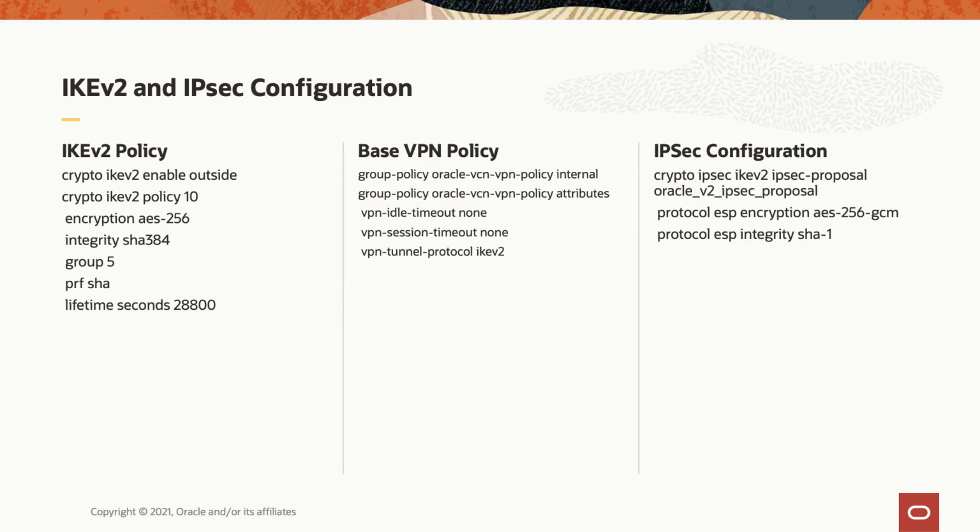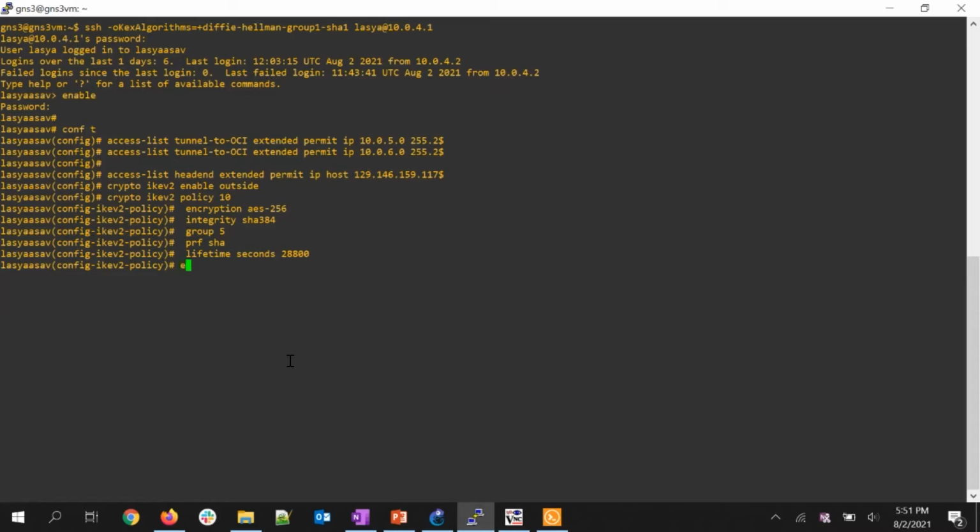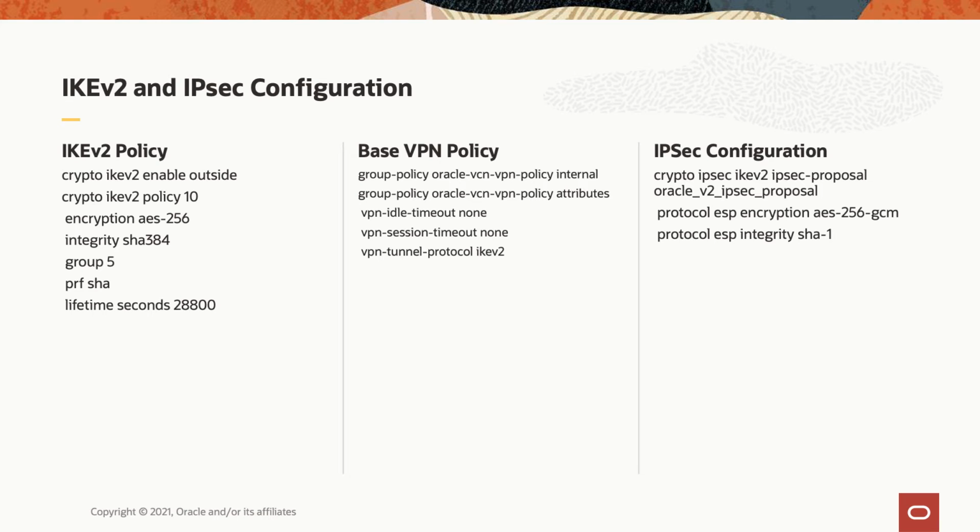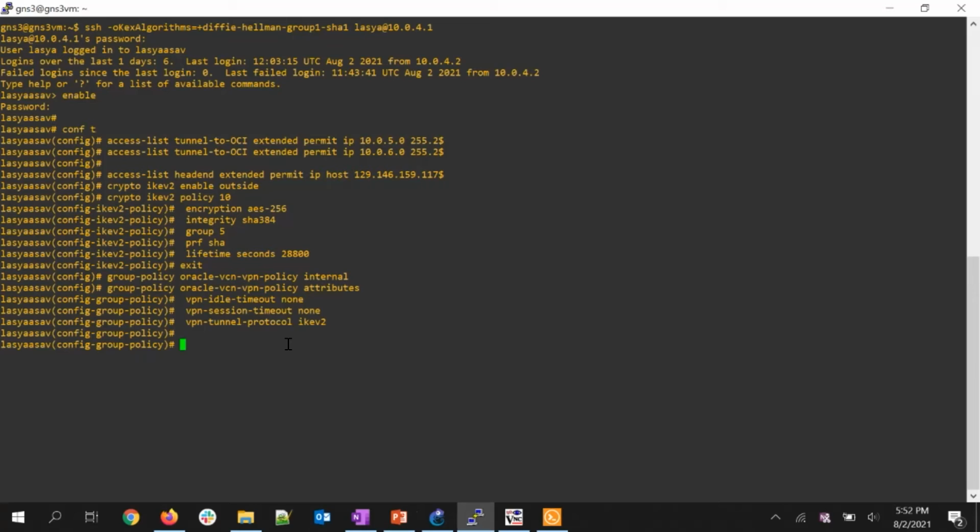Next is the base VPN policy. Here we are defining some basic VPN tunnel settings under the internal group policy, Oracle VCN VPN policy. The idle and session timeouts are set to none to maintain the tunnel up state, and tunnel protocol is set to IKEv2. So we'll enter these commands now. Next is the IPsec configuration. It defines the encryption and authentication algorithms for phase 2.